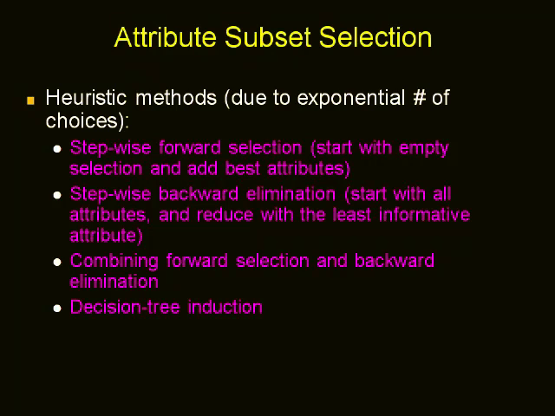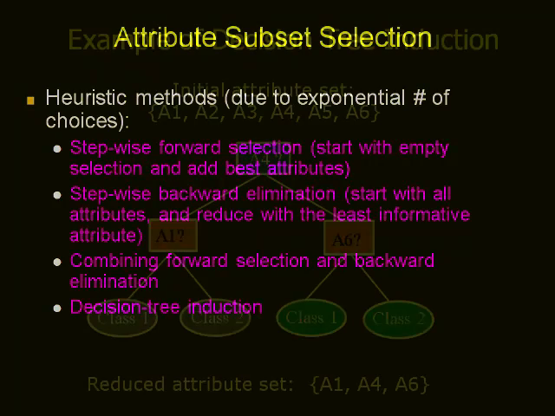In the case of stepwise forward selection, we start with an empty selection and add the best attributes one after the other. That's why it's called forward selection. Whereas in the case of stepwise backward elimination, we take all the attributes initially and then we eliminate the less informative attributes from this set recursively. That is why it is called backward elimination. And if we use forward and backward combinedly, then we say that it is a combined forward and backward elimination.